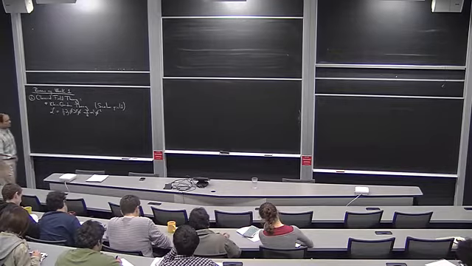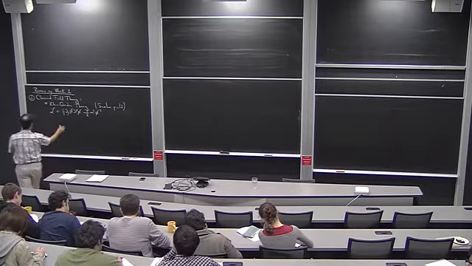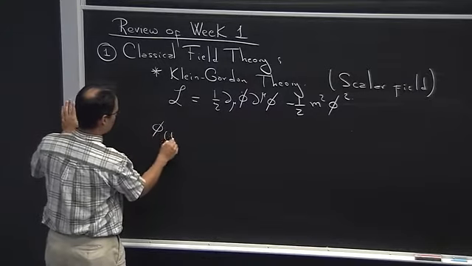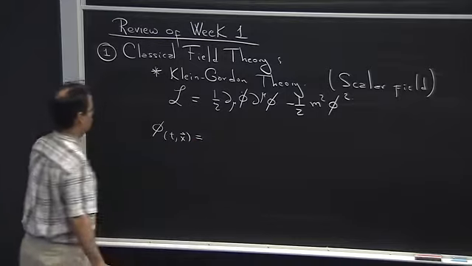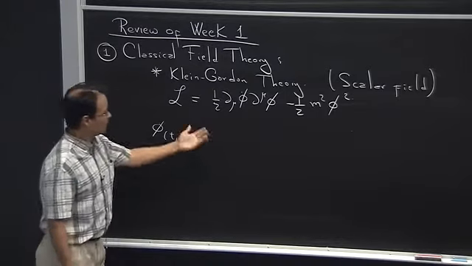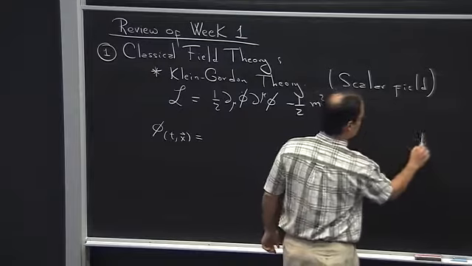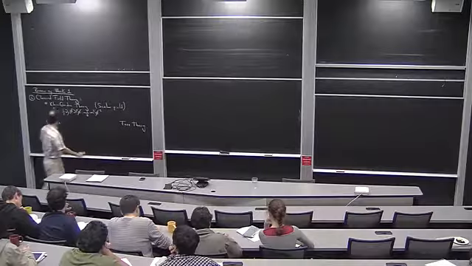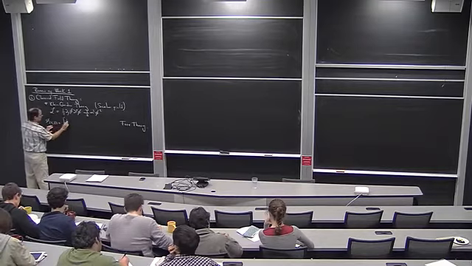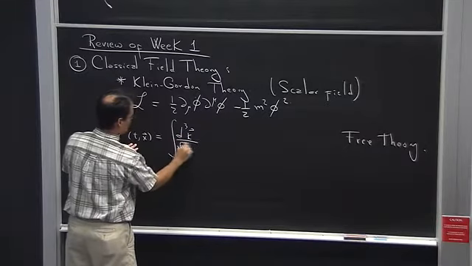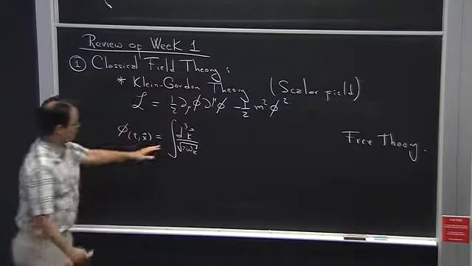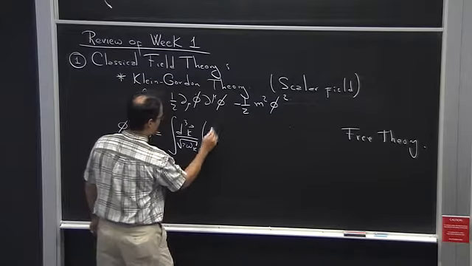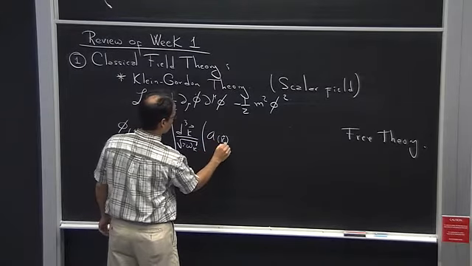given by this. We solved the Euler-Lagrange equations, and we found a very simple expansion. This was a prototype of what we call a free theory. We were able to solve it completely, and up to factors of 2 pi that I'm going to define to be 1 for the time being, we found something of this form.